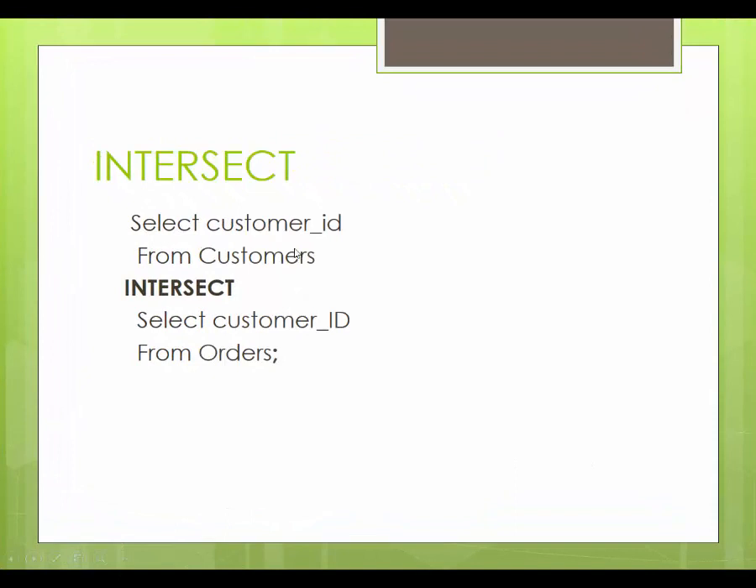So here's an example. I want all my customer IDs from my customer table and all my customer IDs from my orders table. What this will do is it will take every customer that has placed an order. I've seen other ways to do this. Intersect is just one more tool you have in your toolkit.